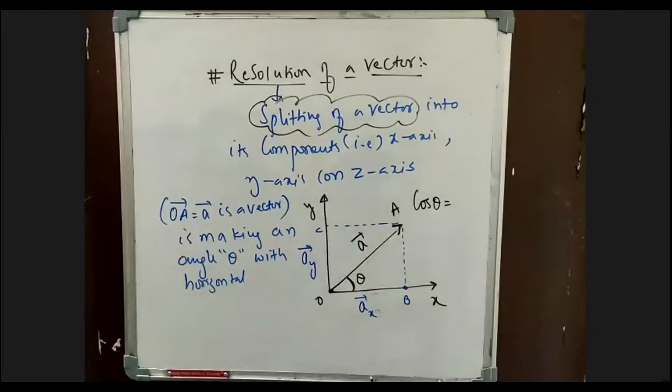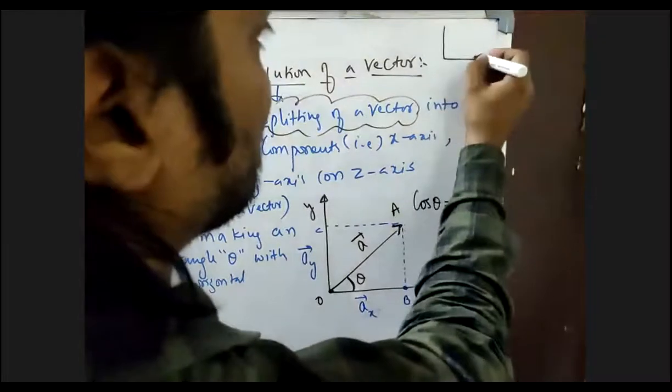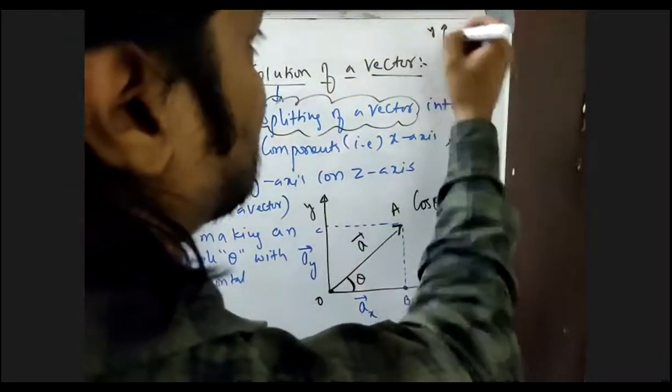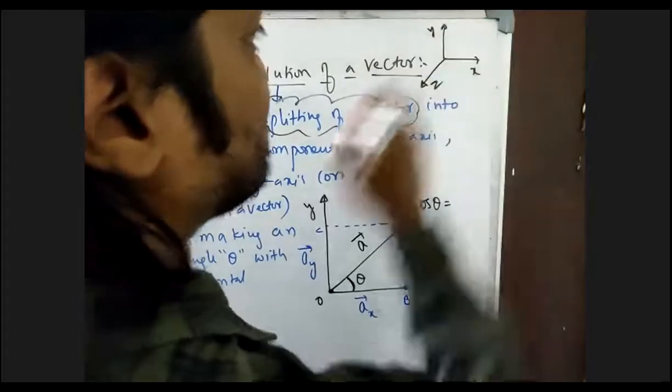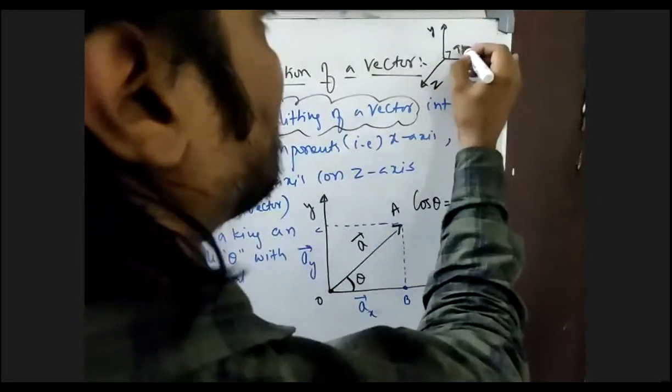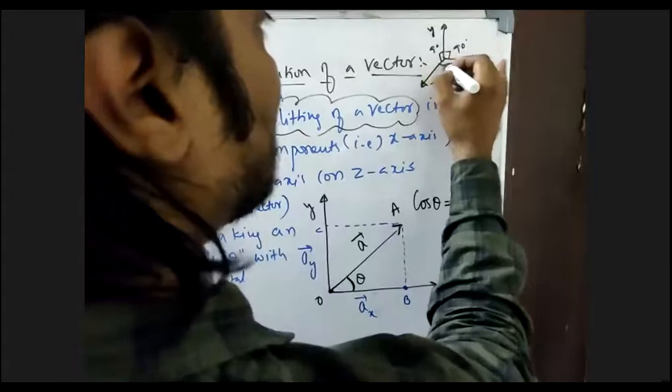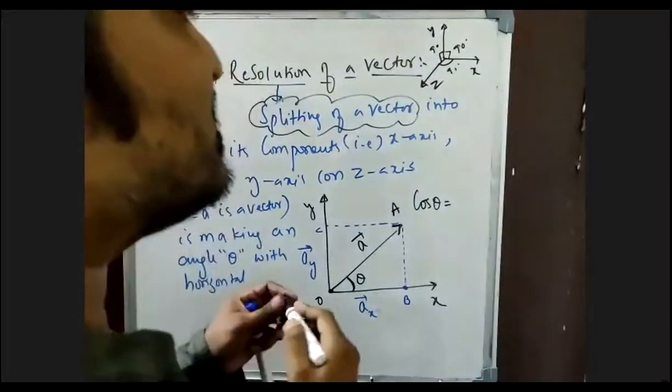The z-axis is three-dimensional. Like in the room where you are sitting, take the corner: this one is the x-axis, this one is the y-axis, and the vertical component in the upward direction is the z-axis. The angle between them is 90 degrees. This angle is also 90, and this angle is also 90, because I can't draw the z-axis.